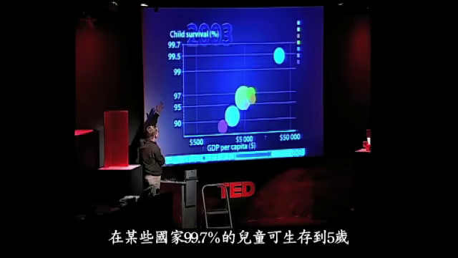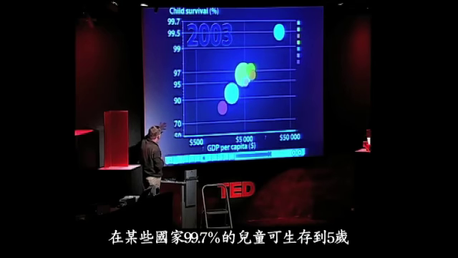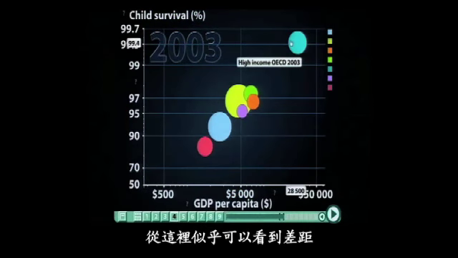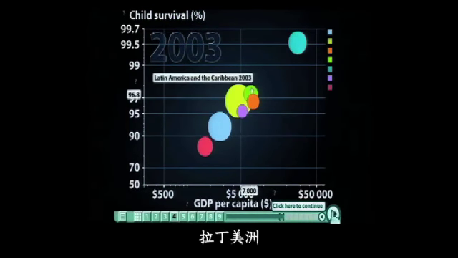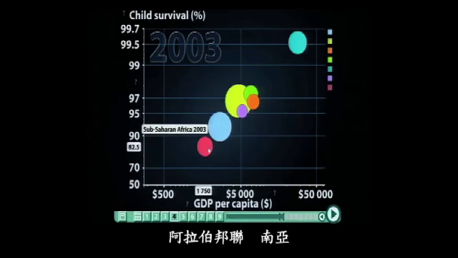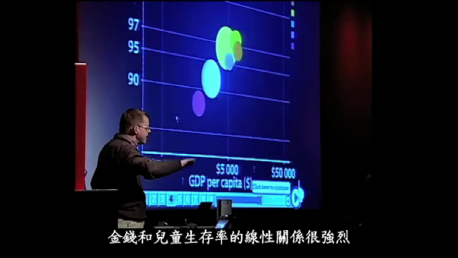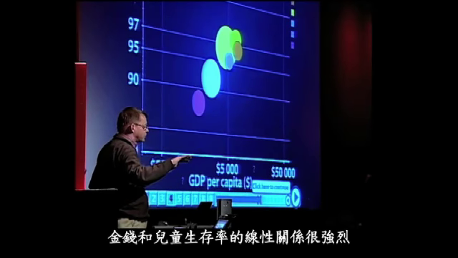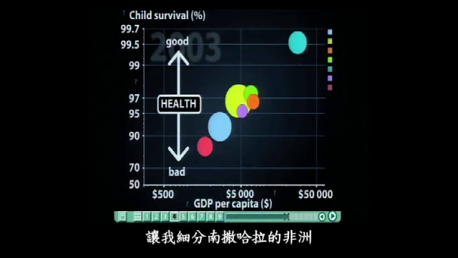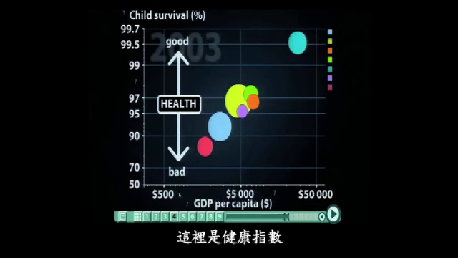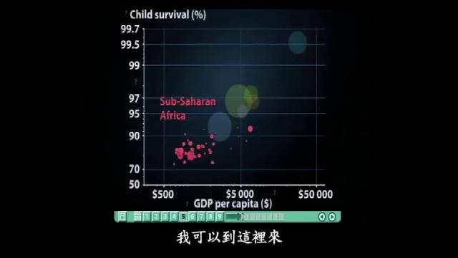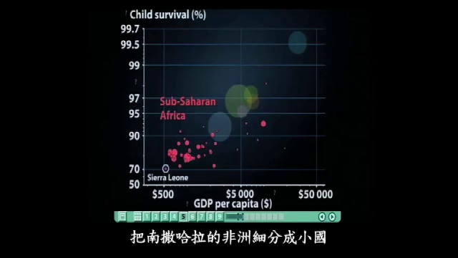In some countries, 99.7% of children survive to 5 years of age, others only 70. And here it seems that there is a gap between OECD, Latin America, East Europe, East Asia, Arab states, South Asia, and Sub-Saharan Africa. The linearity is very strong between child survival and money. But let me split Sub-Saharan Africa. Health is there, and better health is up there. I can go here, and I can split Sub-Saharan Africa into its countries.